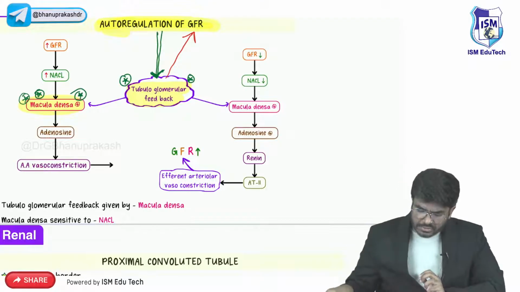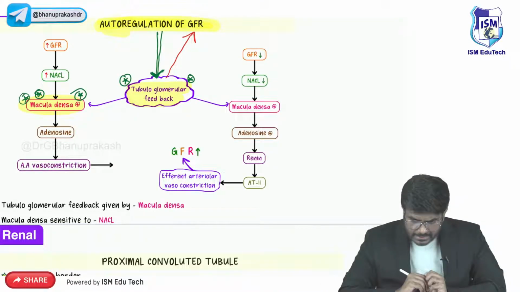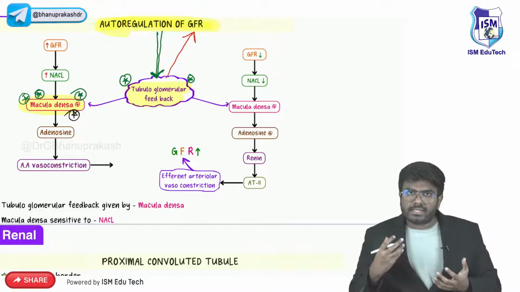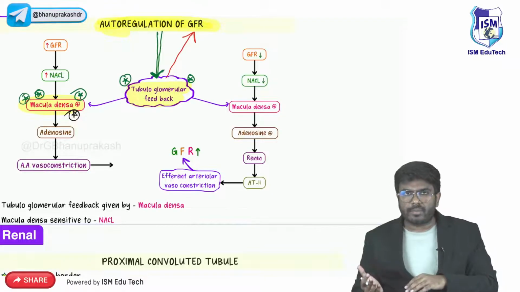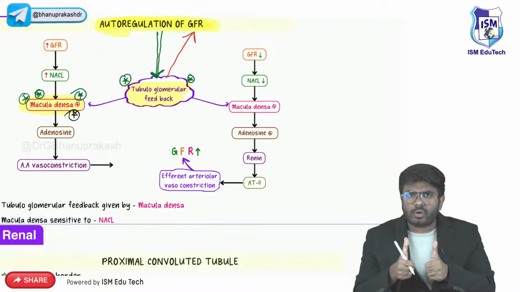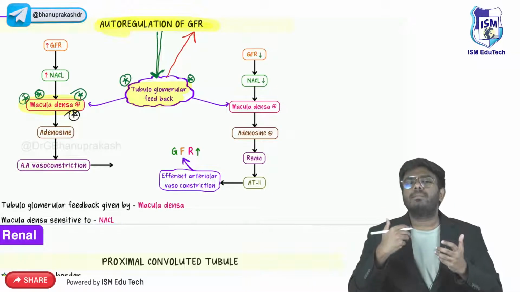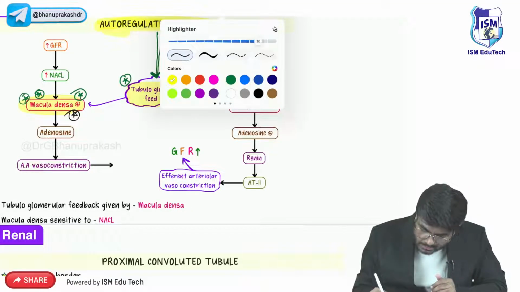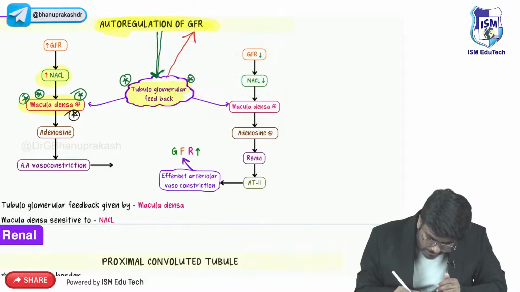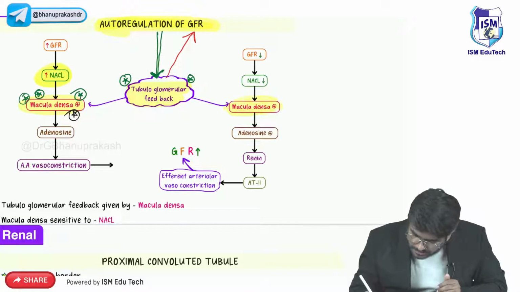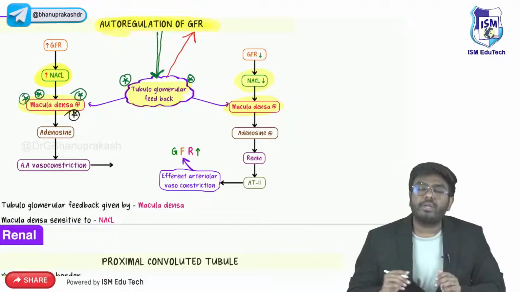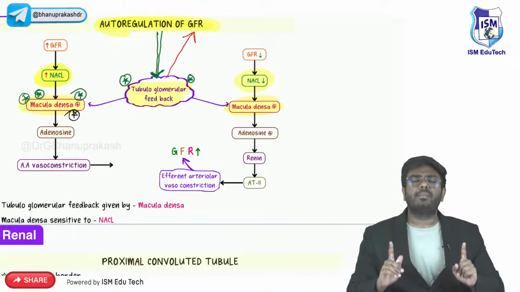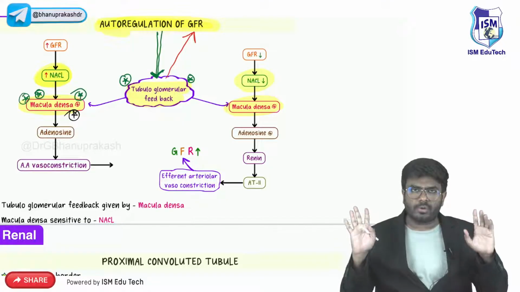Next MCQ which I want you to know: this macula densa, what is it sensitive to? Yes, it is giving tubulo-glomerular feedback and maintaining the GFR, everything is good, but it is sensitive to the sodium chloride levels. Macula densa is all the time checking the sodium chloride levels. Guys, I am not going through the entire thing. Simply remember, macula densa is sensitive to sodium chloride.